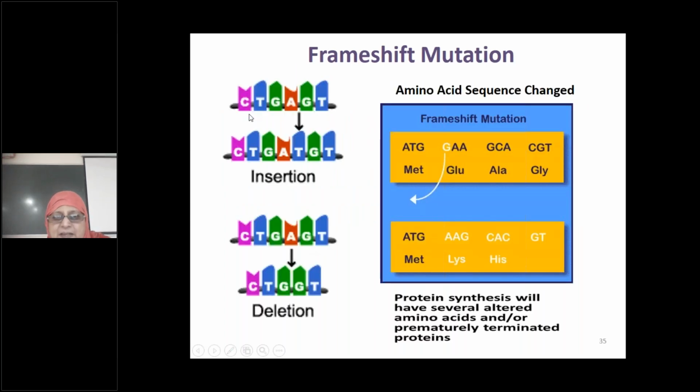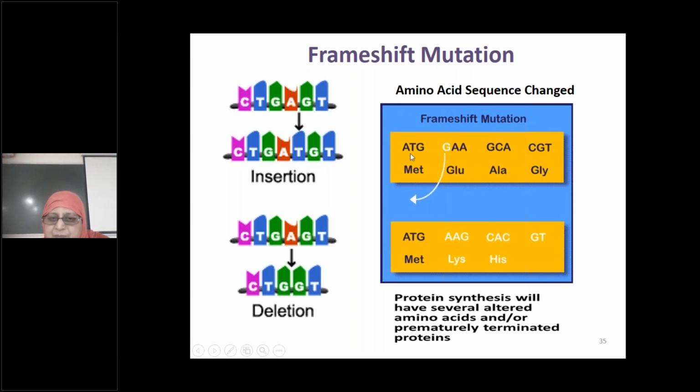So here we will see an example. Here you can see adenine, and CTGAGT is there. When an insertion is done, after this adenine, a T base is inserted, an extra base. Now with deletion, this A base is deleted from the sequence. So this is a deletion of a base. Now what will happen if insertion or deletion occurs? As we said, frameshift mutation: alteration of the reading frame will occur.